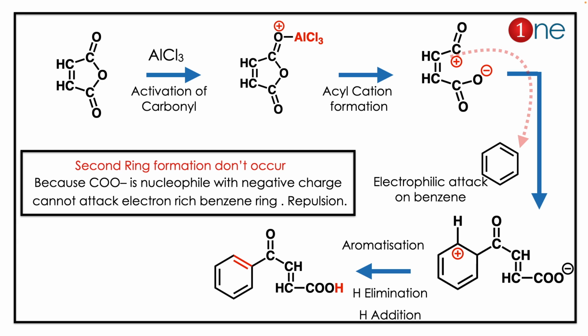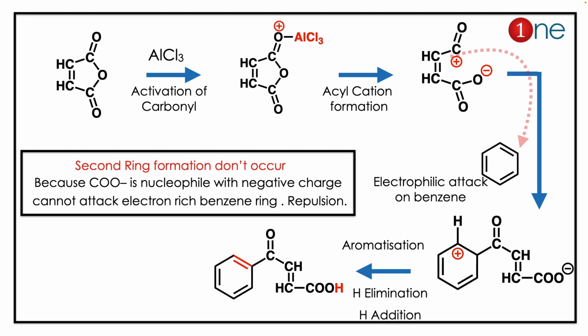So the cation attacks the ring, and you have side chain formation. While the cation attacks, you are losing the aromaticity. So the aromatization happens by hydrogen elimination. Hydrogen elimination recreates the benzene ring. Hydrogen addition creates the carboxylic acid. So the final product is the carboxylic acid.